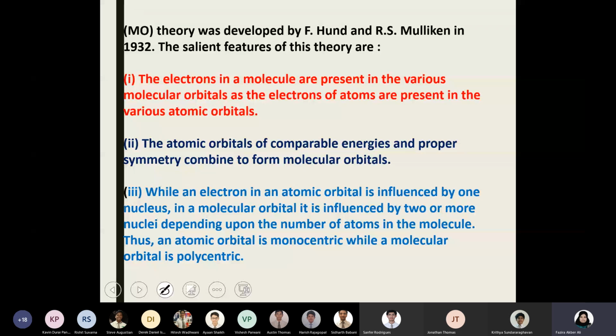That means, as you can see, the first postulate or the first feature: the electrons in a molecule are present in molecular orbitals, just like an electron in an atom is present in an atomic orbital. So molecular orbitals are the areas where the electrons in a molecule are occupying or situated.